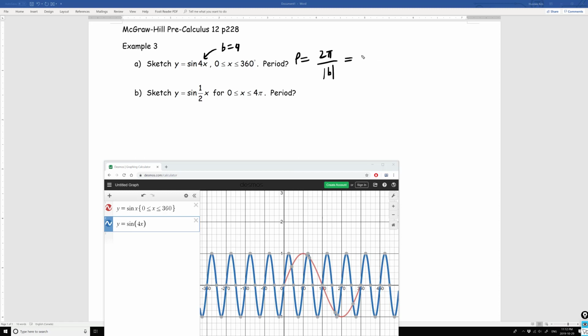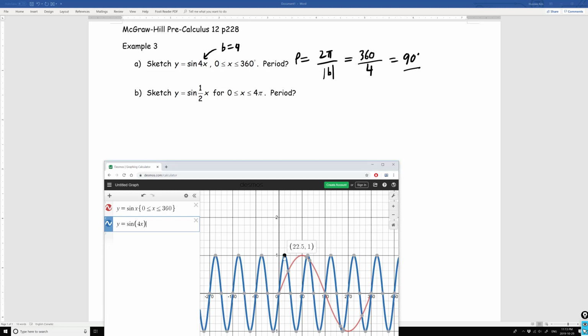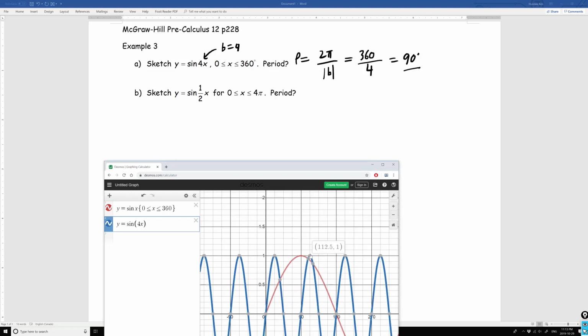So here the period is 2 pi, which happens to be radians, but we're in degree mode, so we're going to replace 2 pi with 360 degrees divided by b, and the b value happens to be 4. The absolute value of 4 is still 4. So here the period would be 90 degrees. That's the period, and as you can see from the blue graph, it takes 90 degrees for the entire graph to repeat. We can click on the maximum here and click on here, and if we subtract these two numbers, indeed we'll have 90.